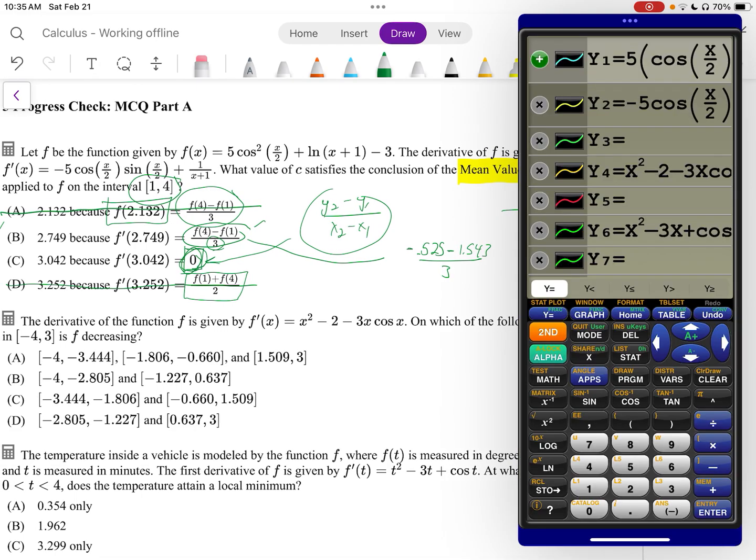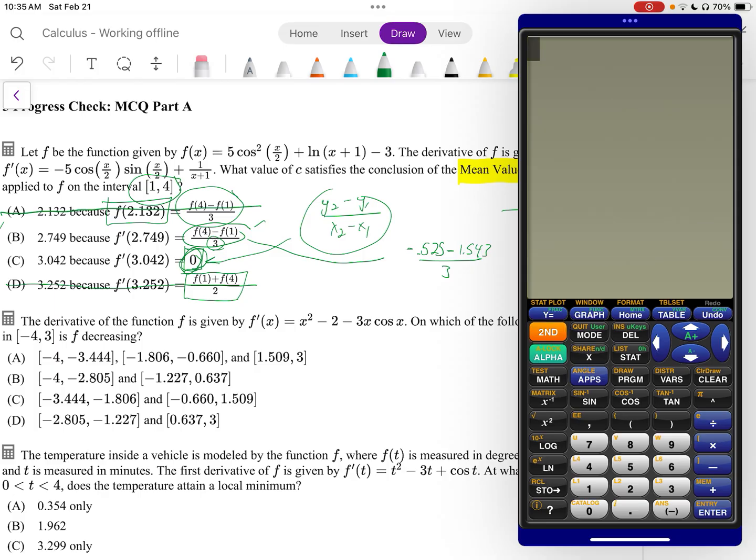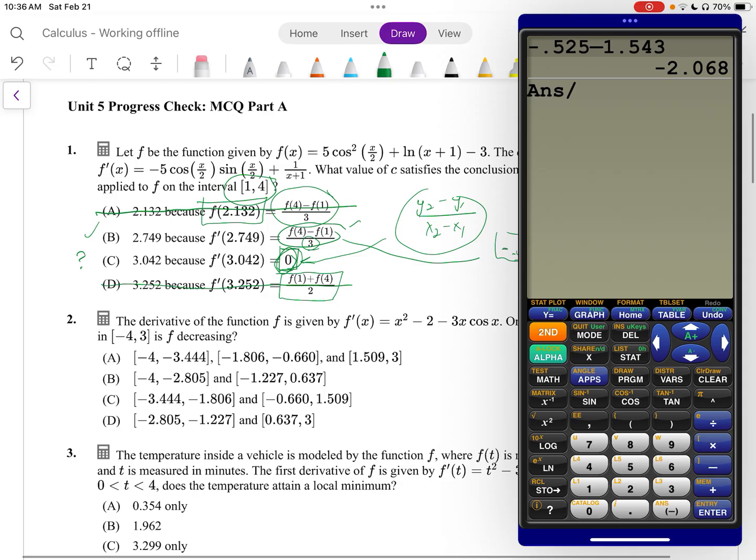So we'll get out of here for right now. We'll go back to the original screen. We have negative 0.525 minus 1.543. And the fact that that is not equal to 0 tells me it's not C. And so the answer has to be B. We didn't actually find everything, but the answer does have to be B.